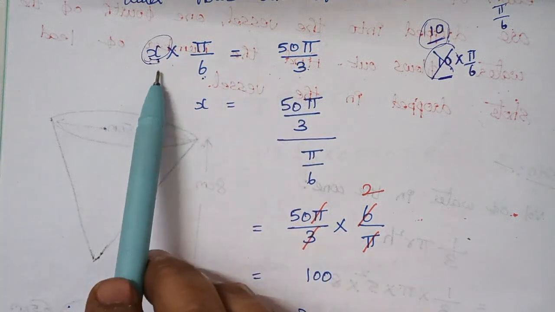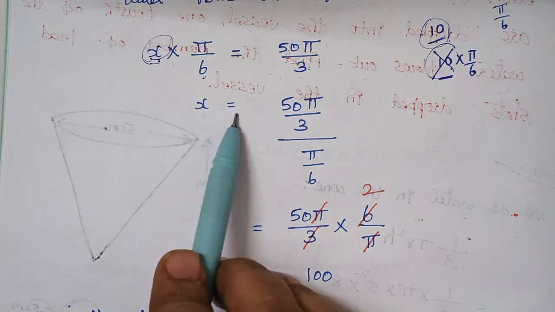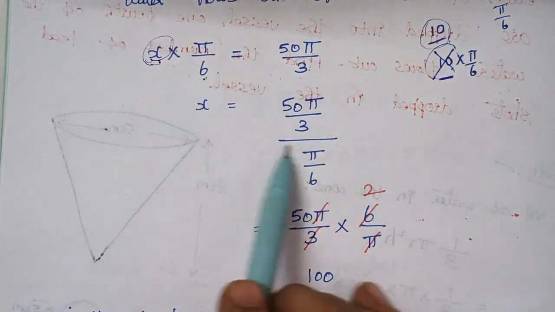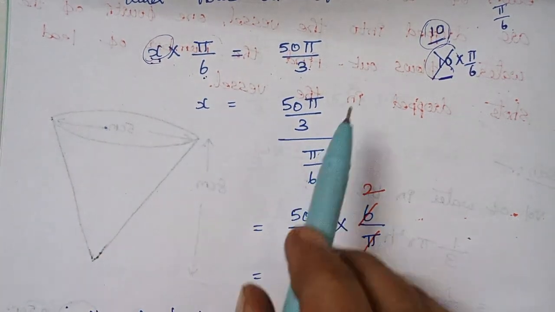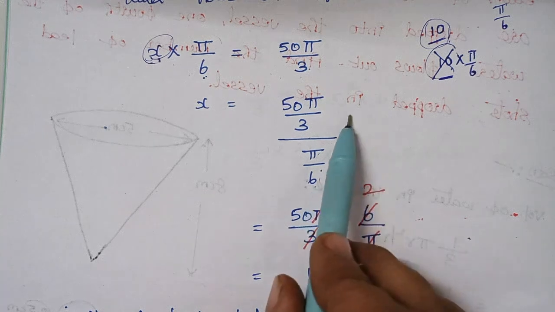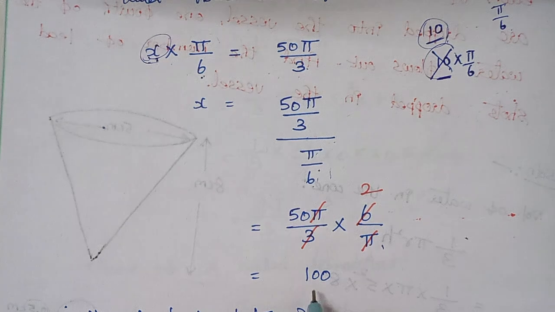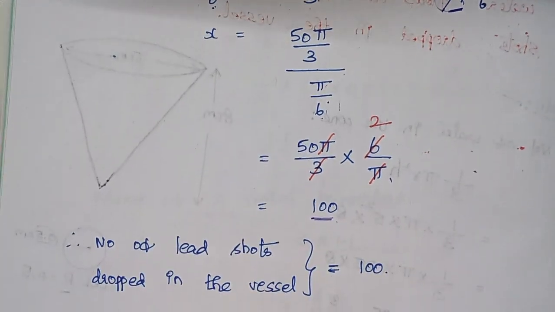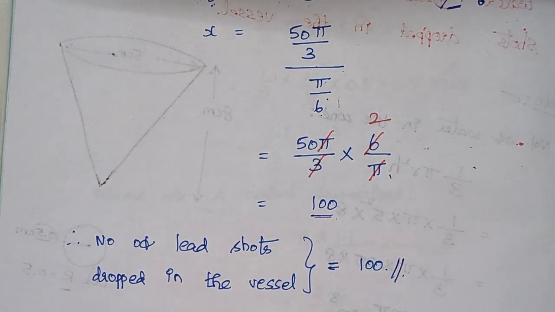So, we can easily now calculate the value of x. So, x is equal to 50 pi/3. When you move this, here it becomes pi/6, okay, this occupies the denominator part. And again, when you move this pi/6 to the numerator, it becomes 6/pi. And when you simplify, here we are getting the answer as 100. So, therefore, the number of lead shots dropped into the vessel is 100.